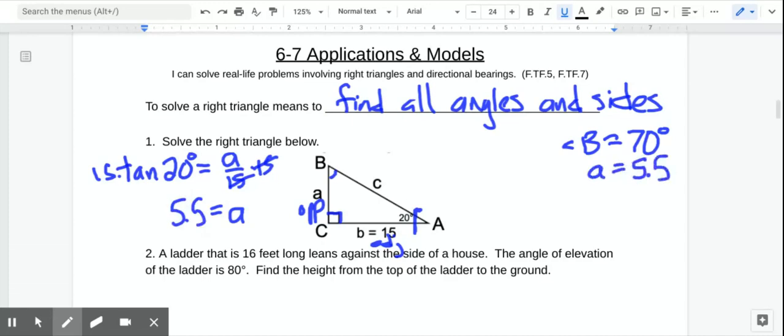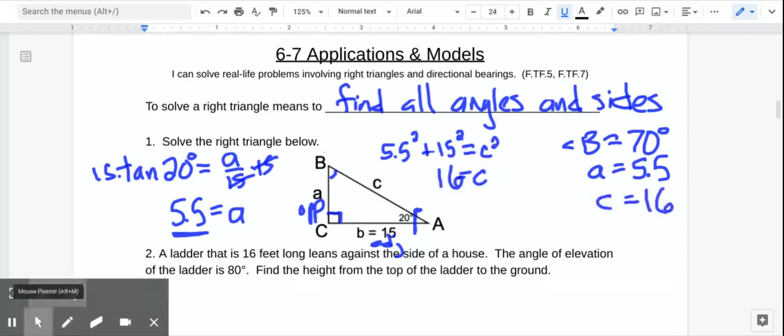Now to find side C, we can use the Pythagorean theorem. The one slight downside of doing that is this is a rounded value, so you're going to have a little bit of rounding error. If you want to avoid that, you could use cosine instead. But for now, I think Pythagorean theorem is okay. We can do 5.5 squared plus 15 squared is c squared. And when you solve that, I think you get right around 16. So that is solving a triangle.